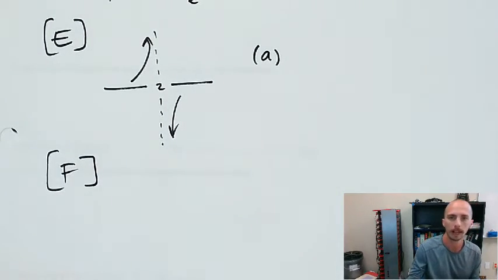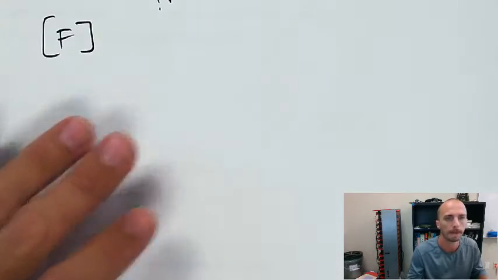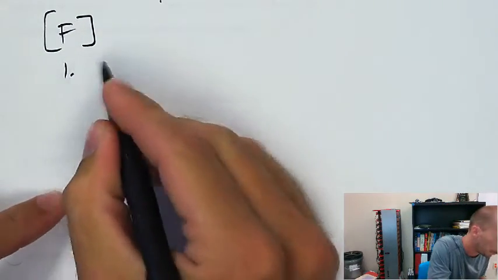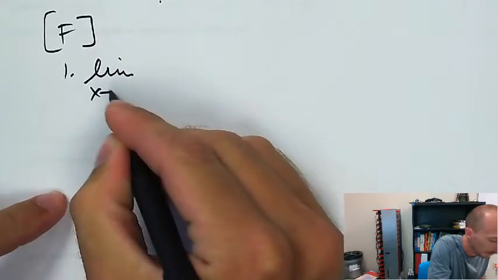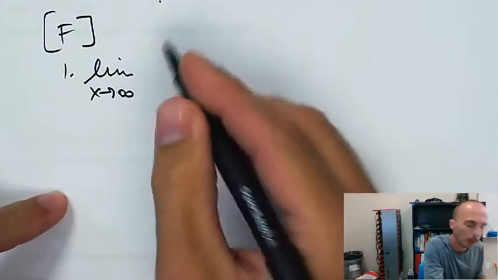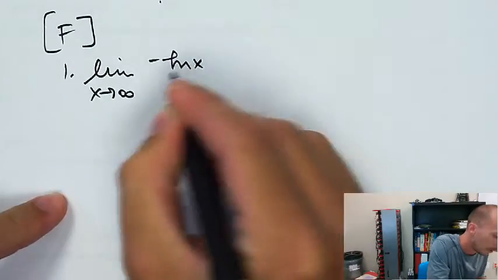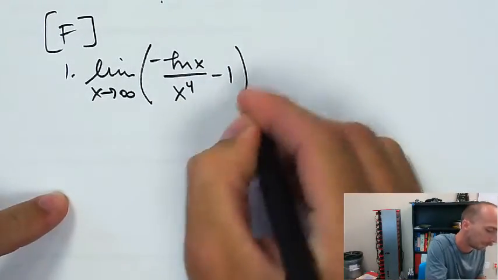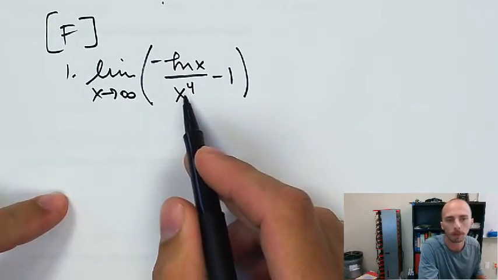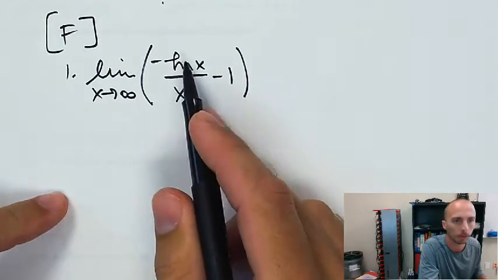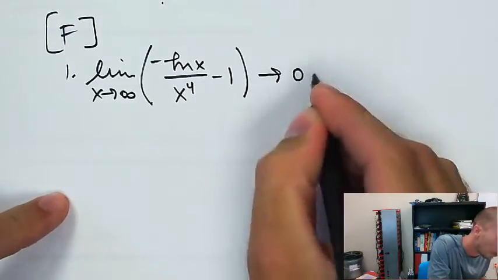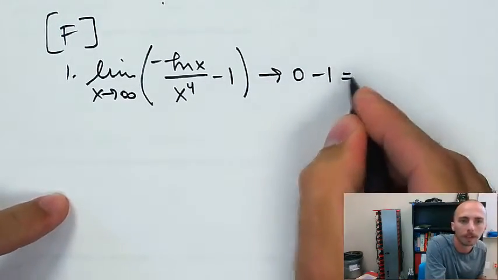All right, and last is going to be section F, and this is a good set of problems here. So the limit as x goes to infinity of negative log x divided by x to the 4, and then subtract 1. Well, this is a bigger on bottom fraction. x to the 4 grows faster than log x, so the fraction's going to 0. So I'm headed towards something like 0 minus 1, which is negative 1.